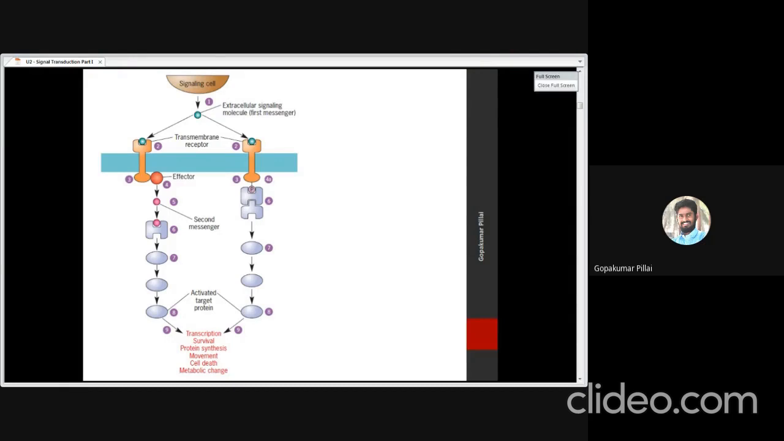There are several examples of second messengers. Calcium ions can act as a second messenger. You can also have cAMP, cyclic adenosine monophosphate, which can act as a second messenger.